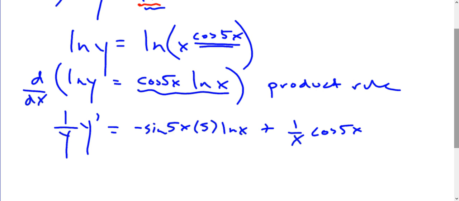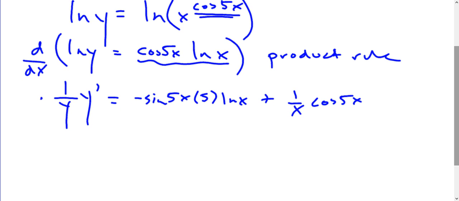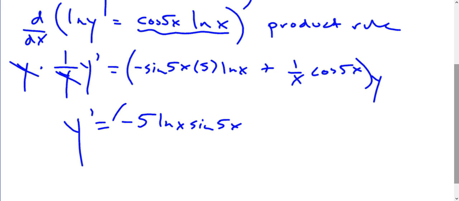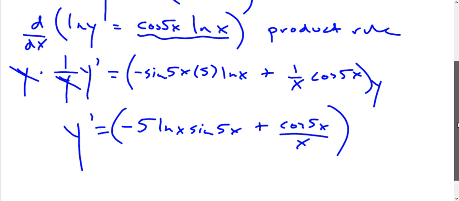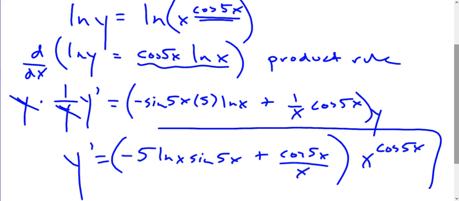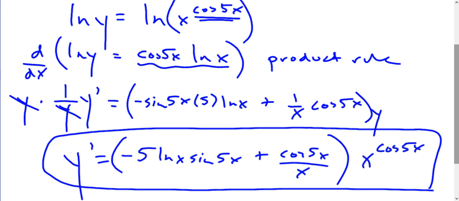And now the last thing is we're going to get y prime by itself. So we're going to multiply both sides by y. And we do that, and those cancel out. And now we have negative 5 natural log of x times sine of 5x, I'm just rearranging this a little bit, plus cosine of 5x over x, times y, which is, well, look up here, our y value is actually x to the cosine of 5x. And so, my friends, that is your answer.